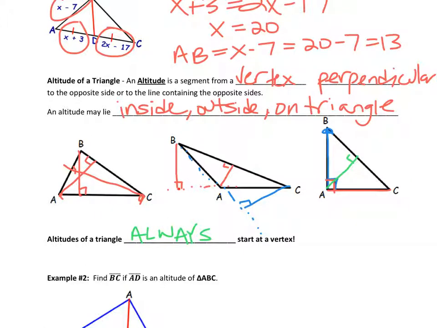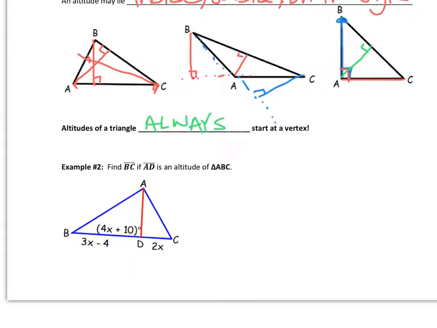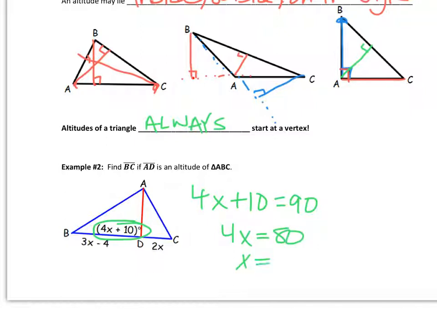So there's really only one type of problem they can give you with finding the altitude because it doesn't intersect the sides at anything special. And that is where they're going to give you the angle, because when they tell you it's an altitude, you know that that angle is a right angle, which means it's 90 degrees. So we have to start there if it's an altitude problem. So 4x plus 10 equals 90, 4x equals 80, and x equals 20.